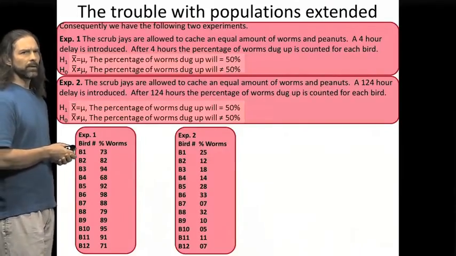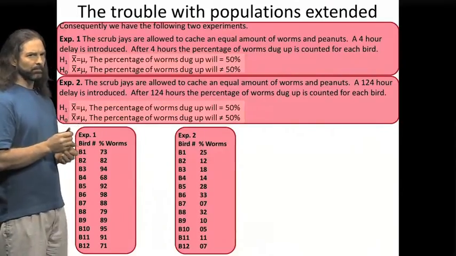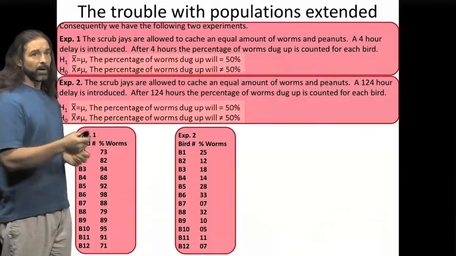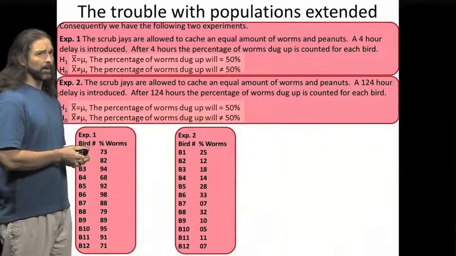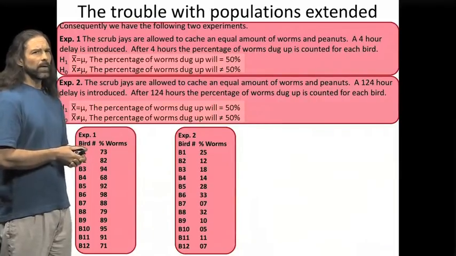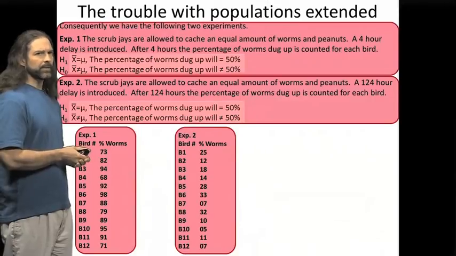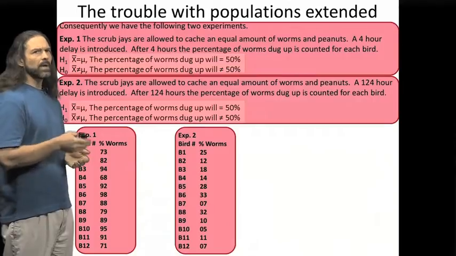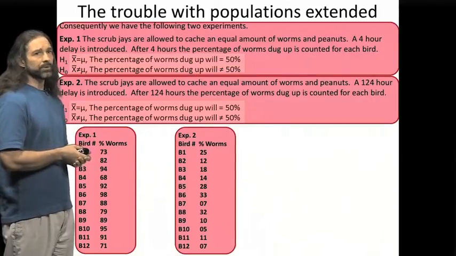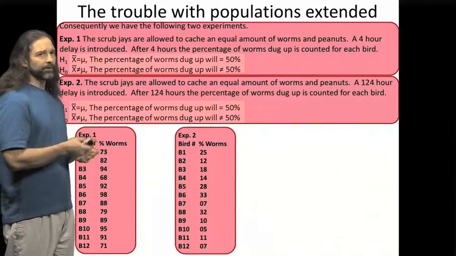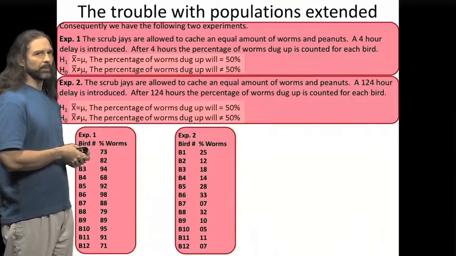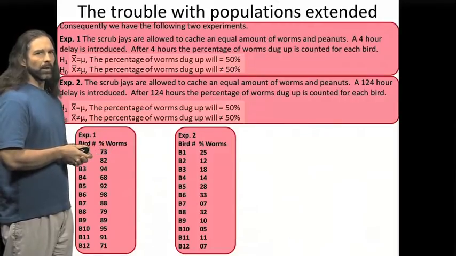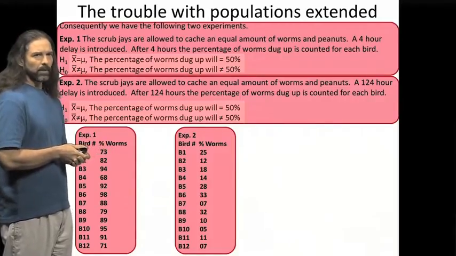Basically, experiment 1, we are again going to be looking at a sample, so we will have X bar, and we are going to be comparing it to a population mean. So again, a population mean is always indicated by mu. And if we write that in English, then basically we are saying the percentage of worms, we're just arbitrarily picking worms in this case, dug up by the birds will be equal to 50%. Our experimental hypothesis will be the percentage of worms, the X bar for that sample, will not equal 50%.